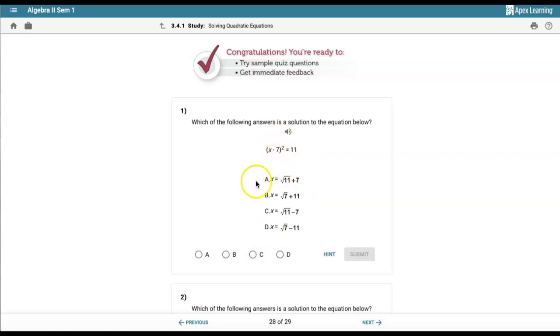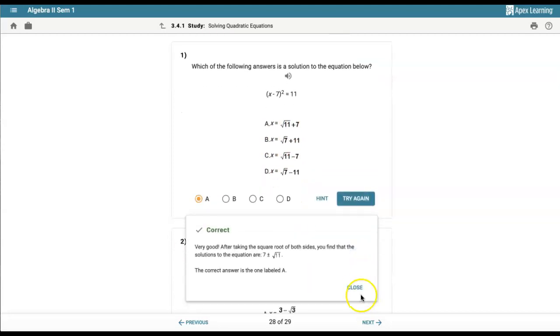So I would have x minus 7 equals the square root of 11. I have to have the square root of 11, so immediately it's either A or C. And since I have x minus 7 equals the square root of 11, I would then have to add 7 to both sides. So my final answer here is going to be letter A. That's how you can walk through this if you don't want to actually write it out.